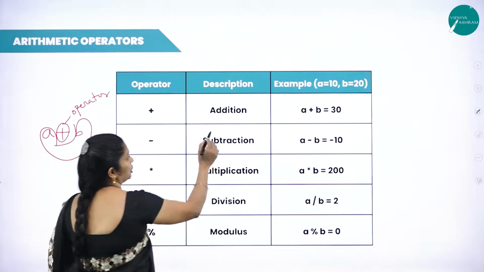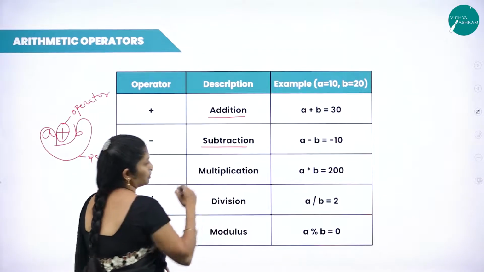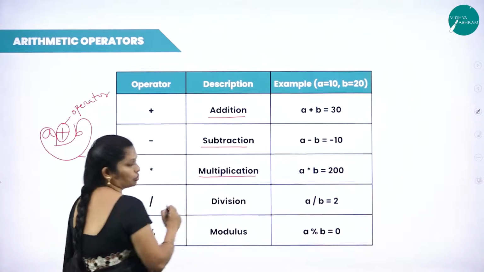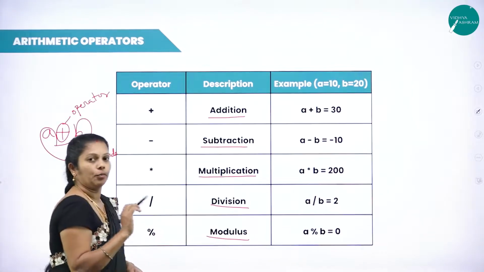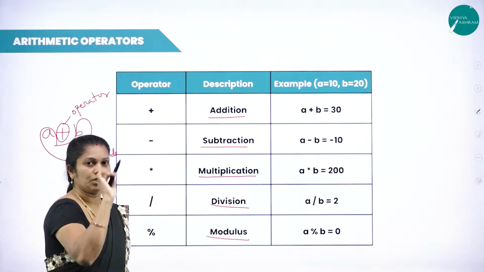The plus operation helps to perform addition of two numbers. The subtraction operation helps to perform subtraction, the difference between two numbers. And the multiplication operation, then the division operation, and the last one is the modulus operation. These are a few arithmetic operators used in SQL.